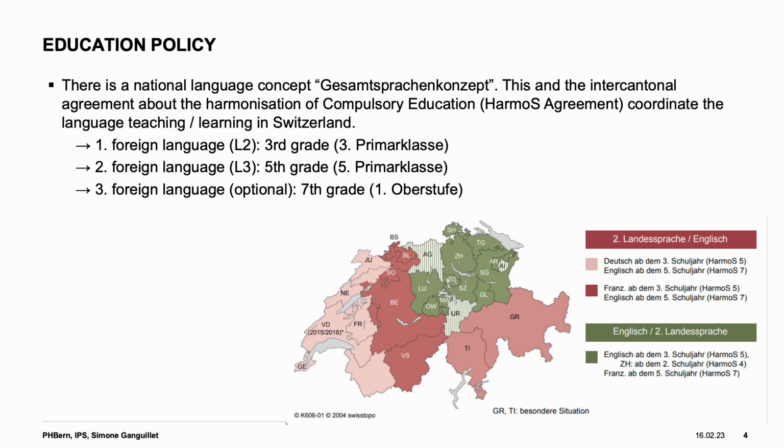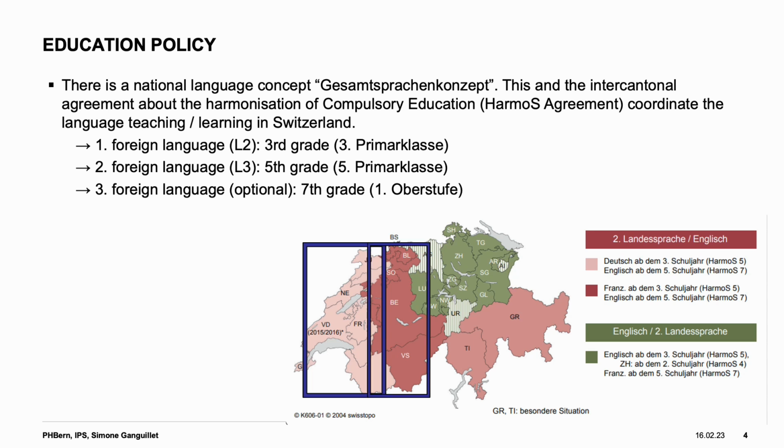In the French-speaking part over here, children start to learn German and then English. In the German-speaking part, near the French-speaking border, the first foreign language is French and then English. So this is what you see there in red. In the green area, the first foreign language is English and then French starts in grade 5.